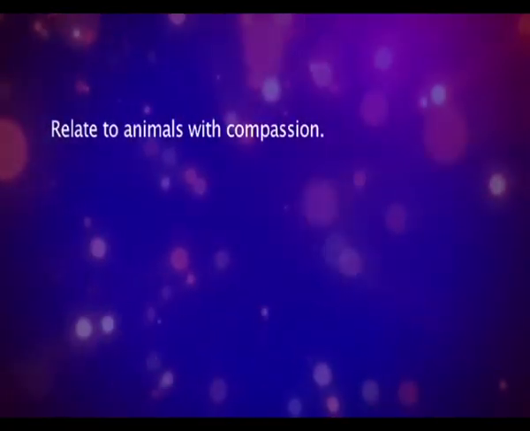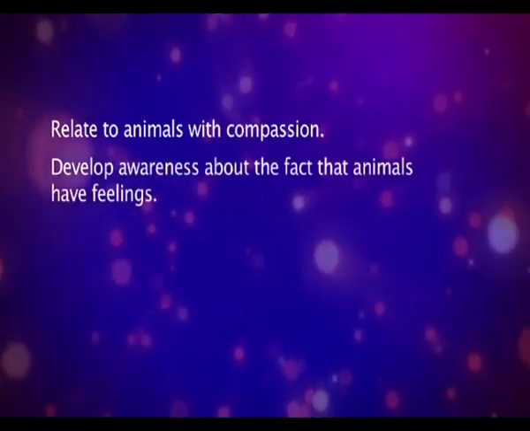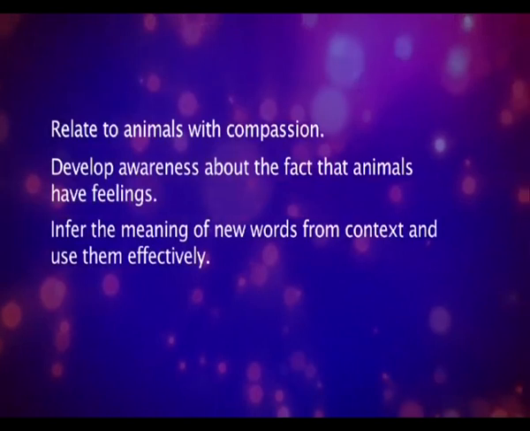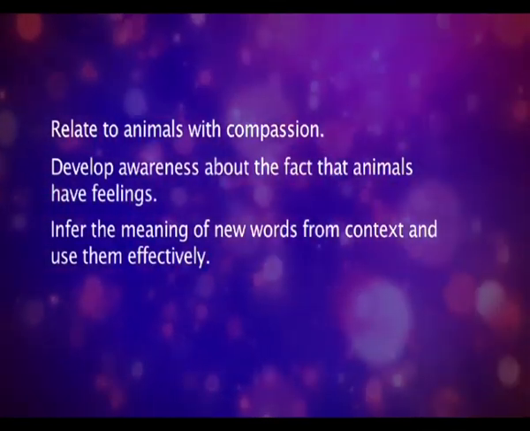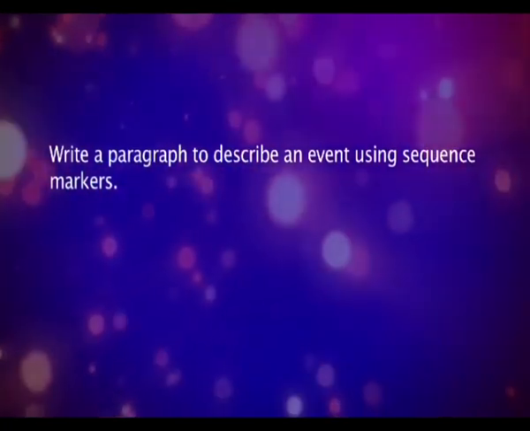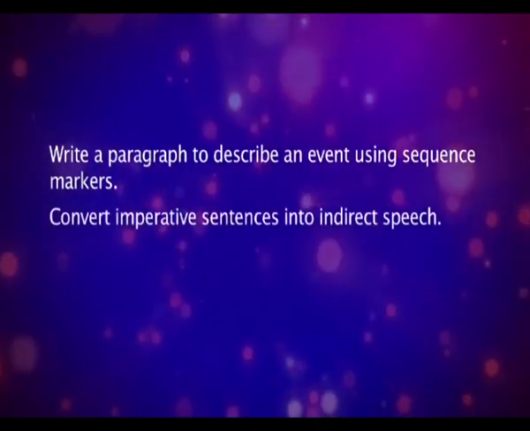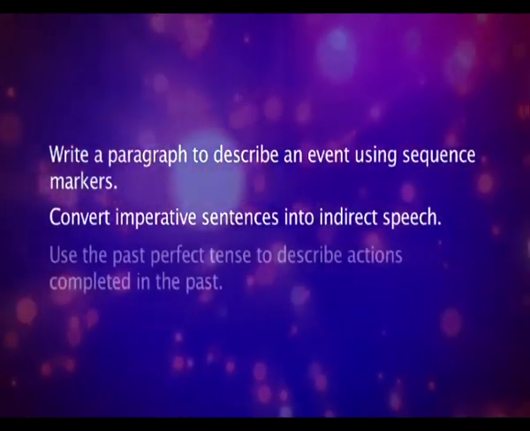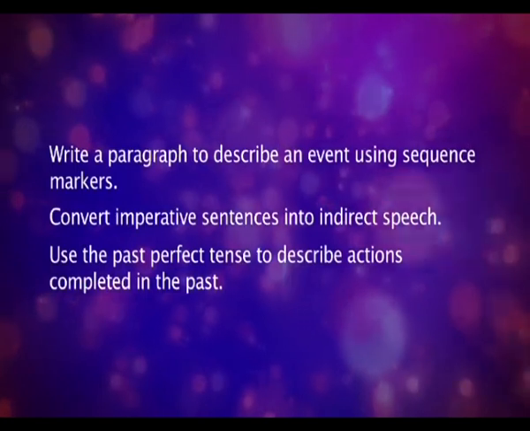Learners, after completing this part 1 of this lesson, you will be able to read and enjoy an interesting story told from the viewpoint of a tiger, follow the sequence of events as they occur in the story, relate to animals with compassion, and develop awareness about the fact that animals have feelings, infer the meaning of new words from context and use them effectively, identify literary expressions and infer their meaning, write a paragraph to describe an event using sequence markers, convert imperative sentences into indirect speech, use the past perfect tense to describe actions completed in the past.